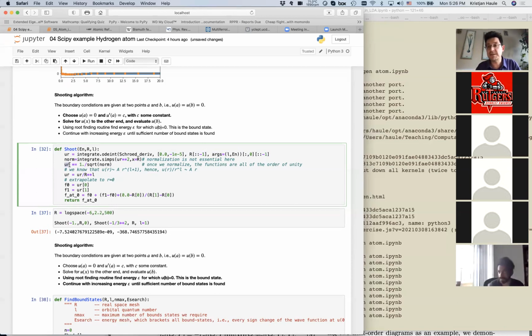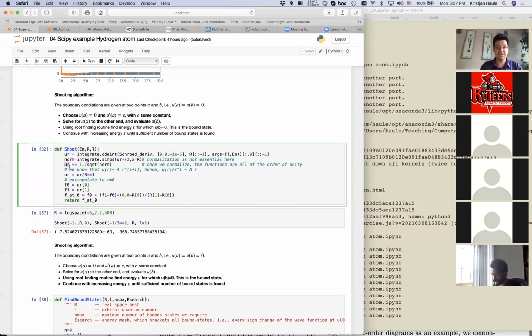Now, of course, one possibility is just to take the first point, okay? That would be an approximation for the value of u of R at 0. But that's not as good as we can do. We can do better than that. We can actually extrapolate the value down to 0, because the first point appears at 10 to the minus 6, okay? That's not exactly 0. So 0 is smaller, isn't it? So therefore, we can extrapolate the value down to 0. Now, how to do that?